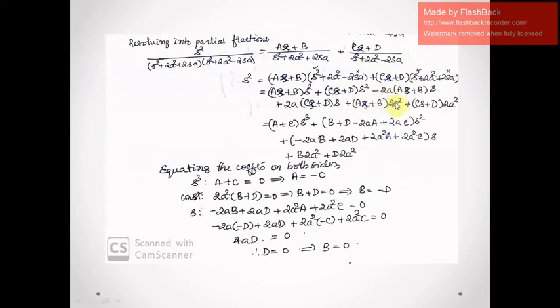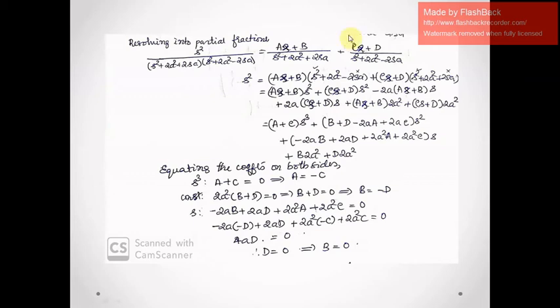So 2a square into a. This is when I multiply these two terms: 2a square into c into s. Then the constants. There is a constant here and a constant here: b into 2a square plus d into 2a square. Next, equate the coefficients of the corresponding powers of s.